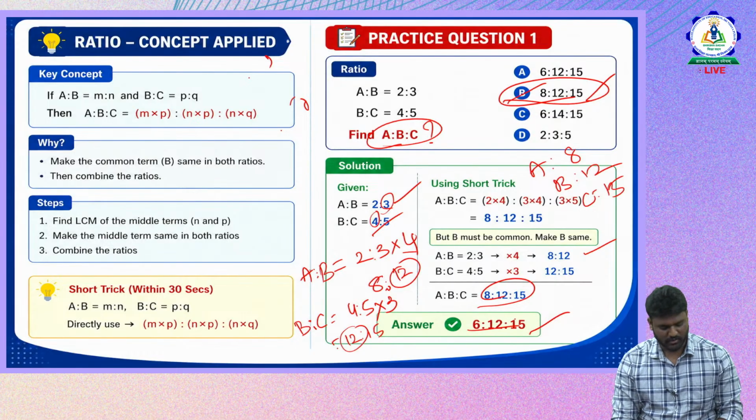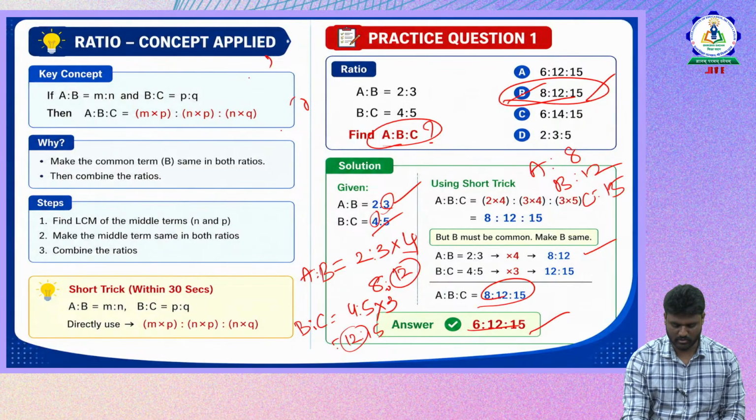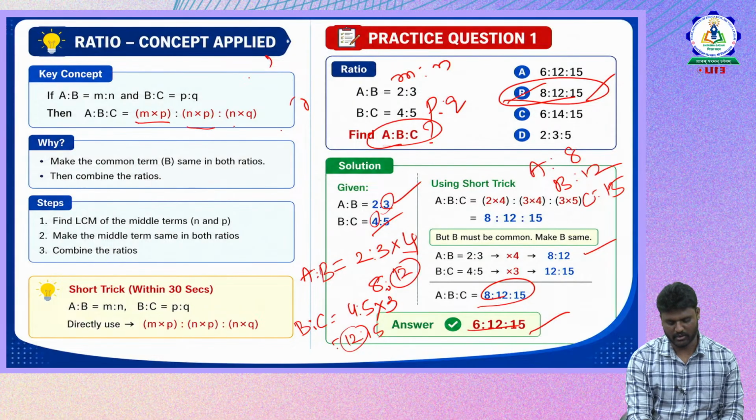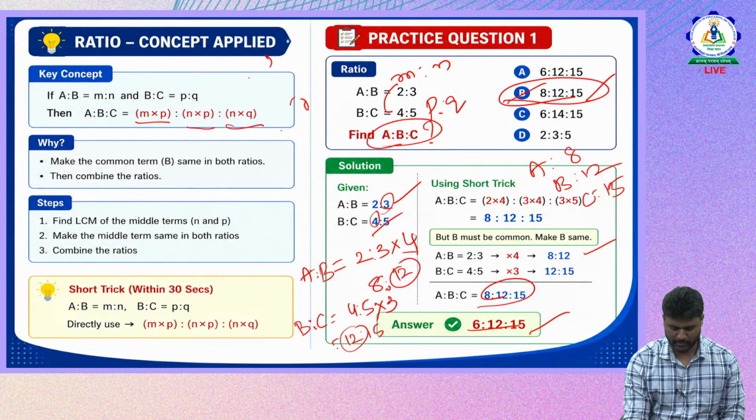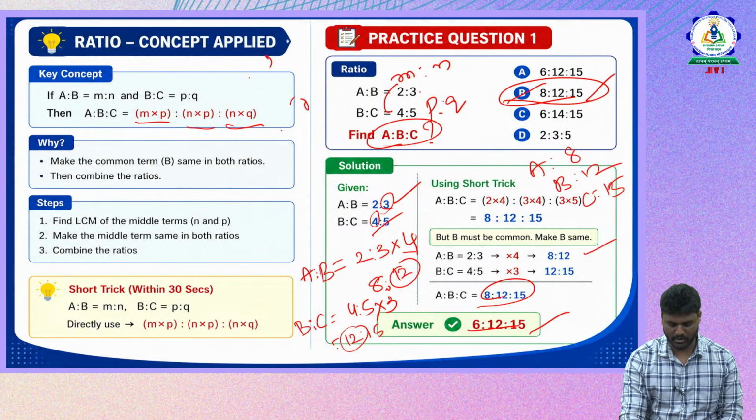Or if you remember the formula, if A is to B is equal to M is to N, and B is to C is equal to P is to Q, then A is to B is to C will become M into P, N into P, and N into Q. So if you multiply 2 into 4, and then N into P, and then N into Q, then we'll get the values also.